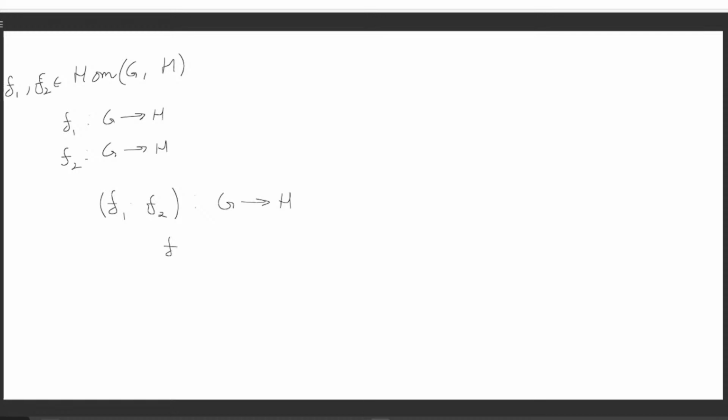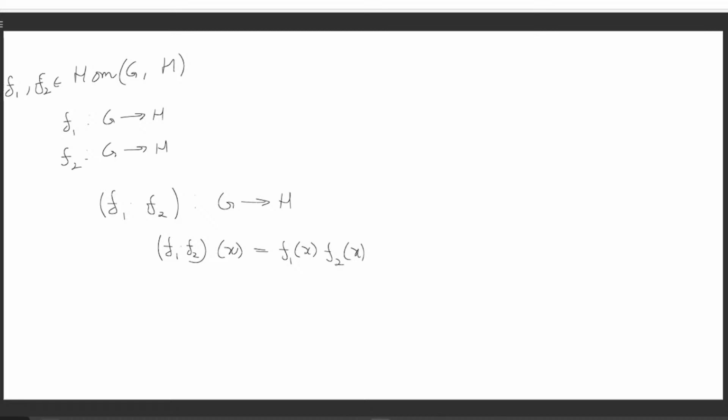Pointwise multiplication means I simply define f1·f2, not composition. Composition is not defined unless H is equal to G, so I can't do that. So (f1·f2)(x) I define to be f1(x)·f2(x), where this multiplication happens in H. f1(x) and f2(x) are elements of H. So this is a function, no problem. Is it a homomorphism?